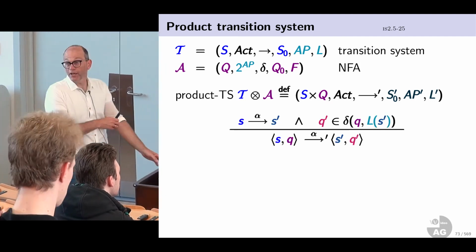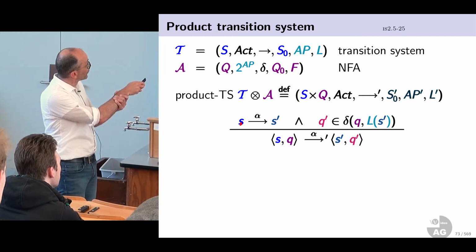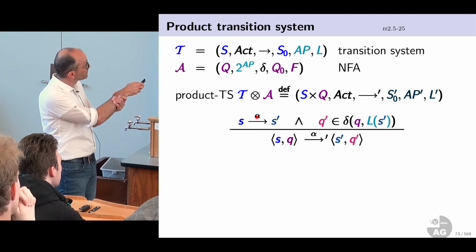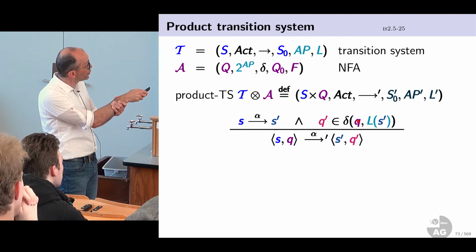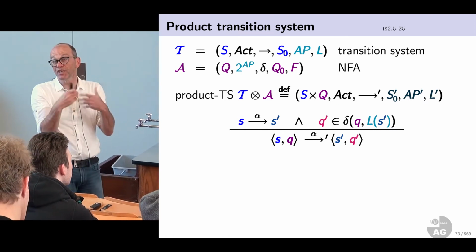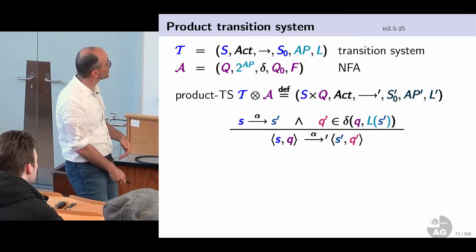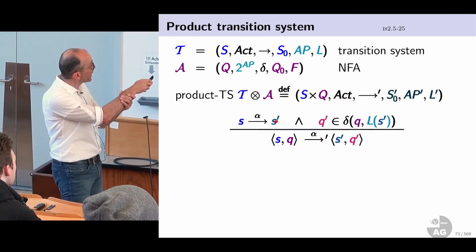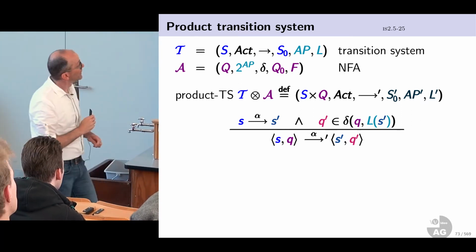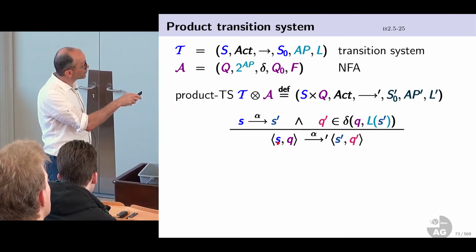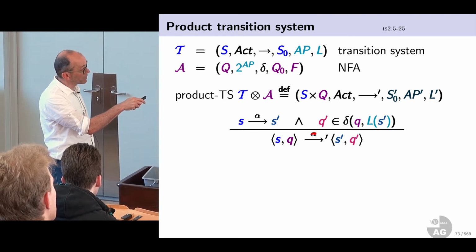So this is the transition relation, and this is the most important part of it. If my transition system can move from S to S prime with action alpha, and if in my automaton I can move from Q to Q prime by reading the next input symbol. What is the next input symbol? It's a set. Which set? Well, it's the label set of the target of this transition. It's the label set of S prime. Then the product automaton can move from SQ to S prime Q prime by again doing action alpha.